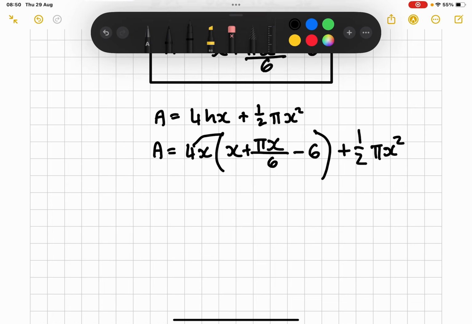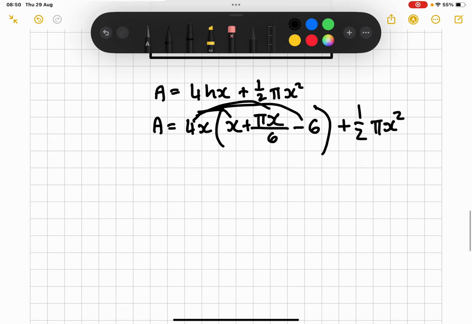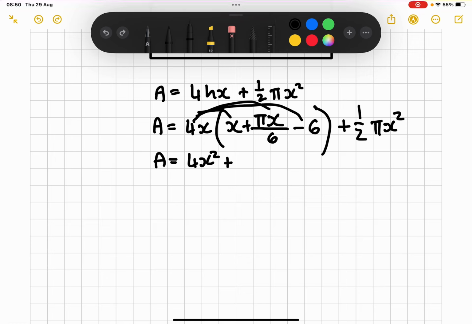Now we're going to distribute this 4 in to every value inside the bracket, and we're left with 4x squared plus, should I write 4 over 6 or 2 over 3? Actually, I won't simplify it, because we're going to have to combine terms. So 4 pi x squared over 6 minus 24x plus a half pi x squared.